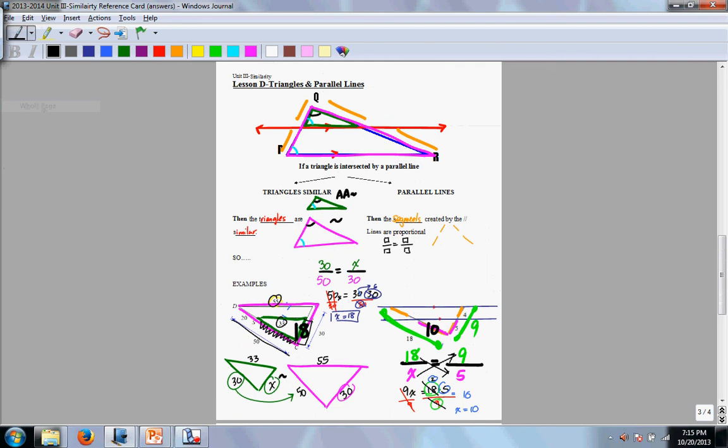So again, what are we looking at? We're perceiving the same diagram two different ways. One with similar triangles, one with parallel lines and segments. Let's go to your notes and do 2 more problems.